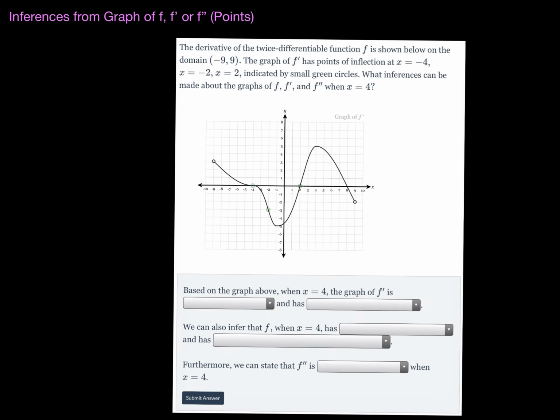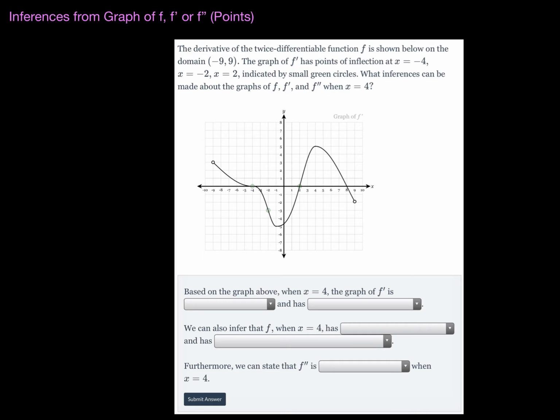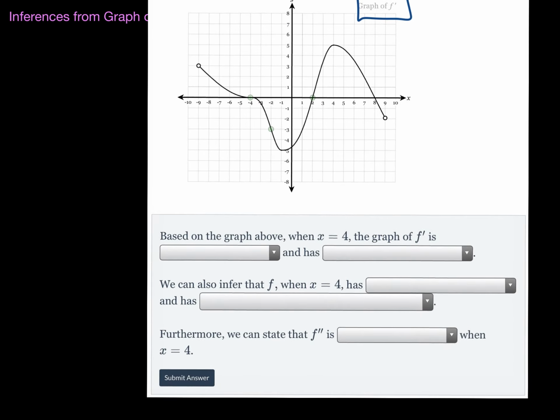The questions are below, and here we are given the first derivative graph. They're giving us some inflection points. We have one there at -4, -2, and 2 on the f prime graph. And they say, what inferences can we make about f prime and f double prime at x equals 4? The questions are below, and here's x equals 4.